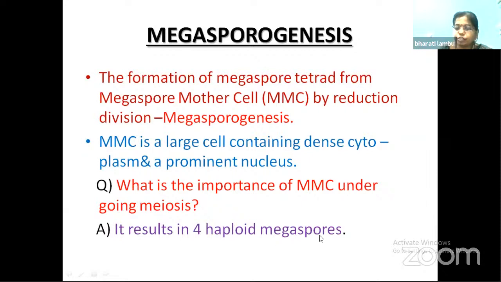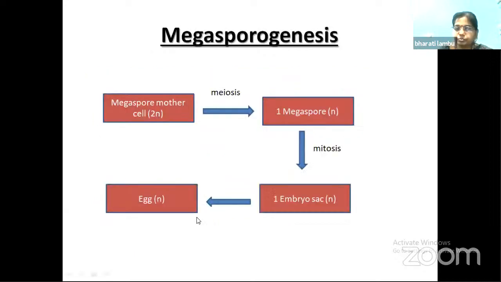What is the nature of the megaspore? Because it is formed by meiosis, reduction division, it is haploid. From the diploid megaspore mother cell, we get haploid megaspores. So the ploidy of the megaspore mother cell is 2n, that is, diploid, and the ploidy of the megaspores is haploid. How many haploid megaspores are formed? 4. Okay, so we'll see megasporogenesis.